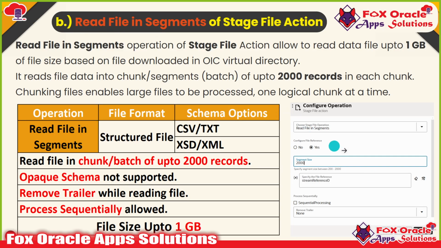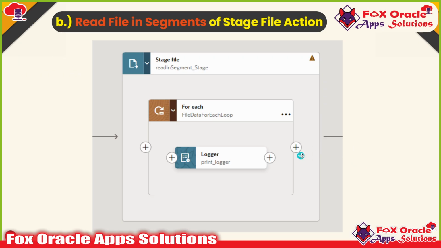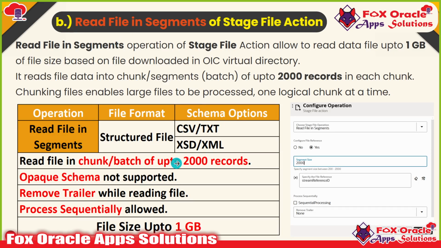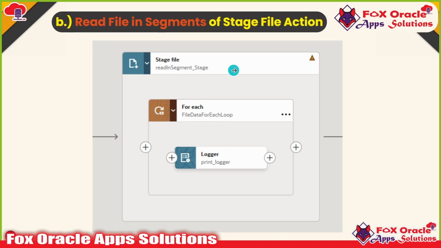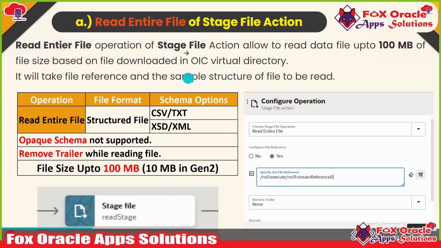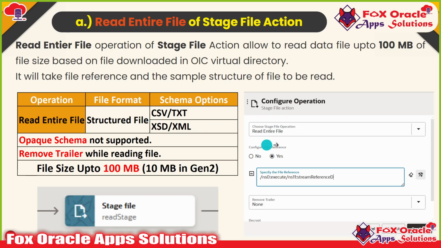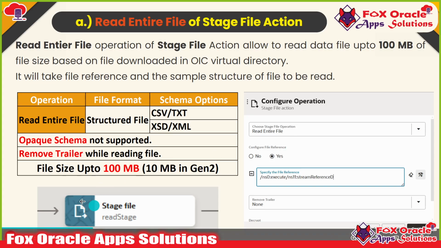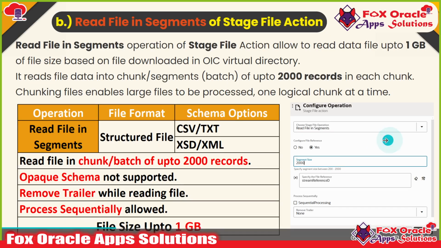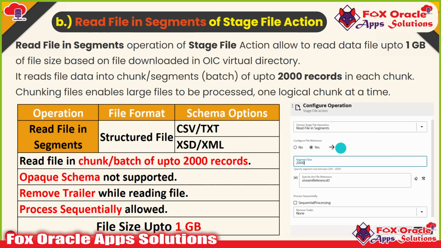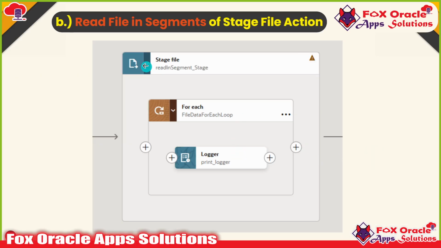So this is all about read file in segment, and as I told you, when we are using the read file in segment operation, it will read the file based on the segment size, and it will internally iterate the records. Here you can see this is the stage file action in a stage. When we use a stage file with the read entire file operation, it will add a stage file like this. You can see this is the endpoint. But if you use a stage file with the read file in segment operation, it will display the stage file in this way.